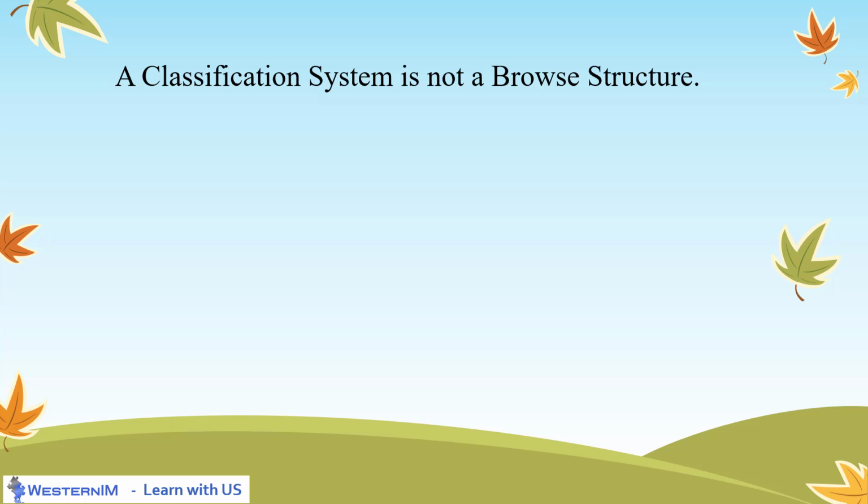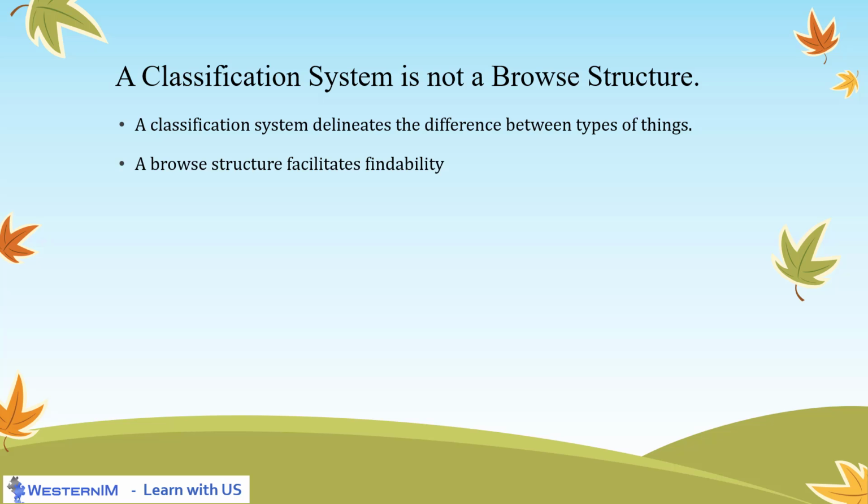It is not a browse structure. A classification system groups together similar types of things and makes explicit the differences between those things. A browse structure facilitates findability.